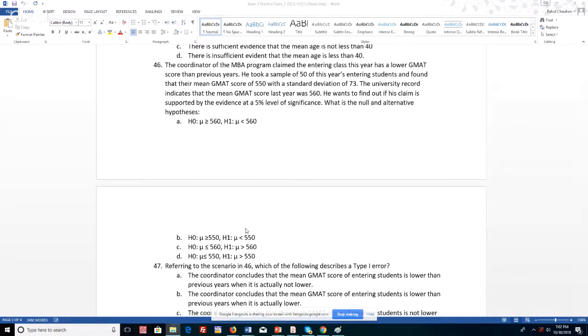Why is it not 550? Well, 550 is what we have. That's our current sample statistic. 560 is the status quo. So you could have asked, well, what is the status quo in this case? Well, the mean was 560 last year.